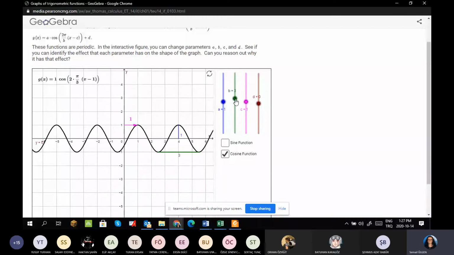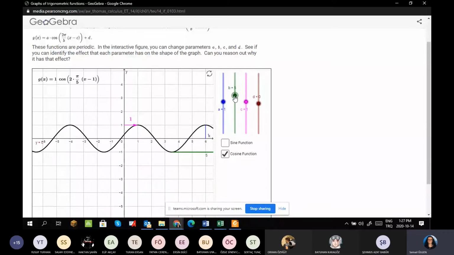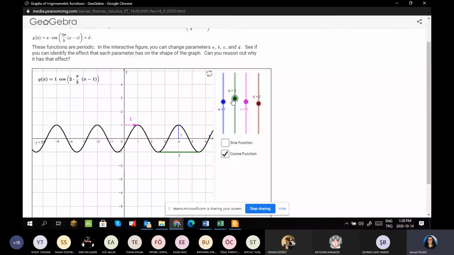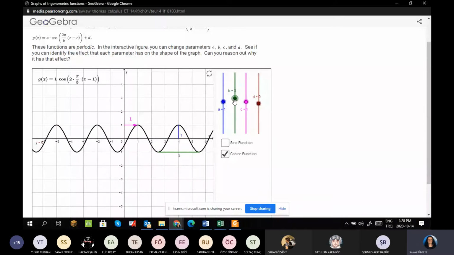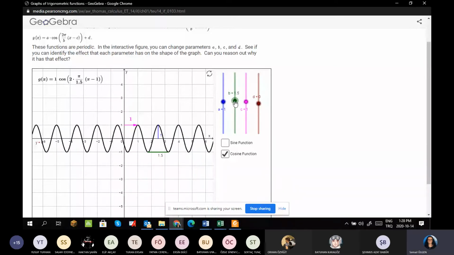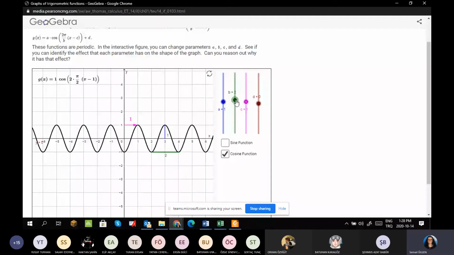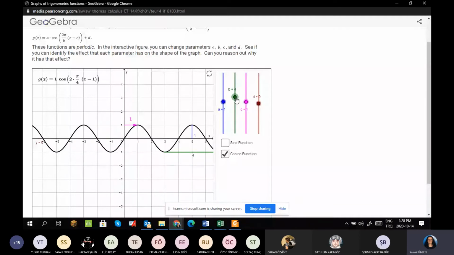So how about this? B is underneath pi, so you're multiplying inside x like that. Are we doing anything horizontal or vertical? We are doing a horizontal change. So this is going to be horizontal stretching or compressing, depending on b. Look at that, horizontal stretching.